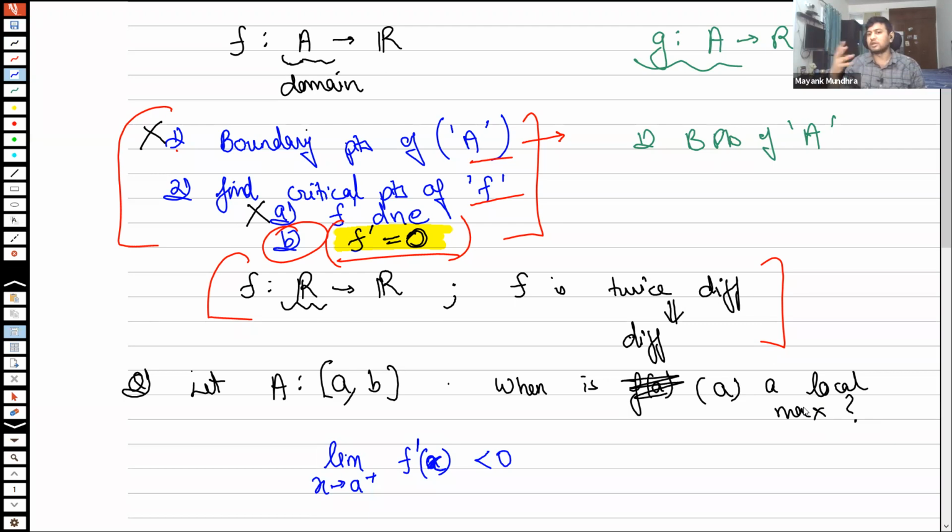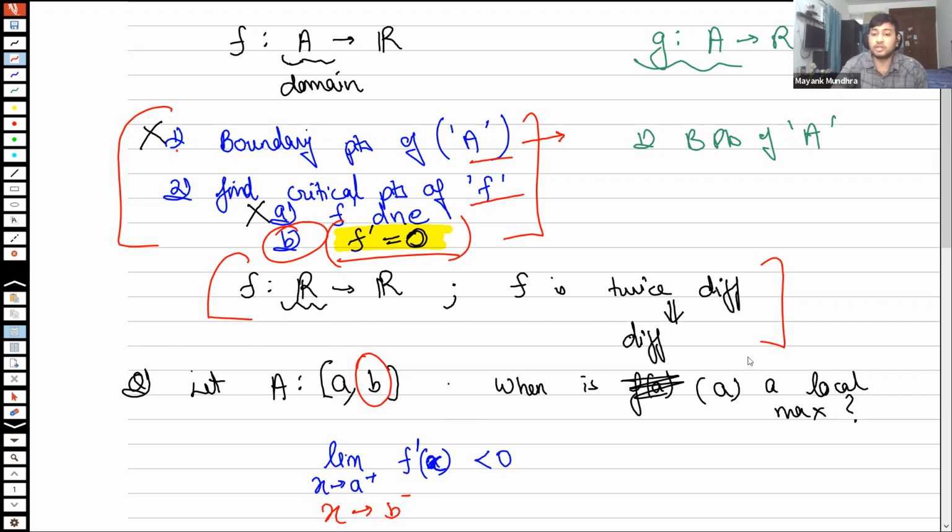Similar things will hold for A being a local minima. It will be a minima when f prime is positive. And if you are talking about B, then the limit will be x tending to B minus. So you can get a question like this.